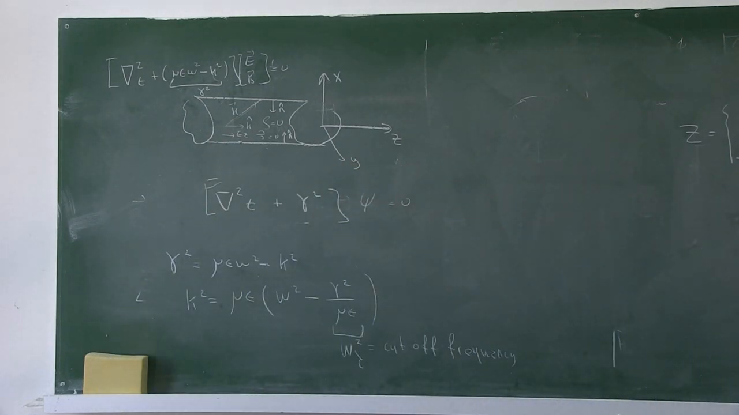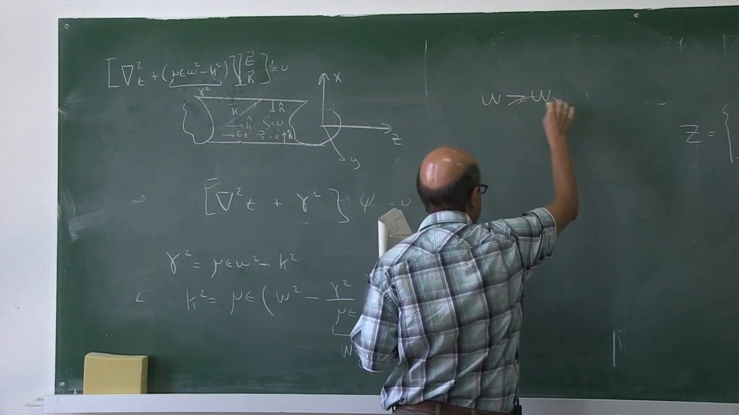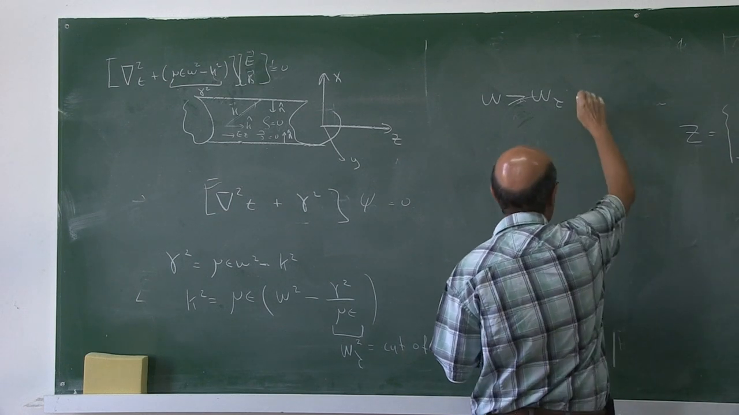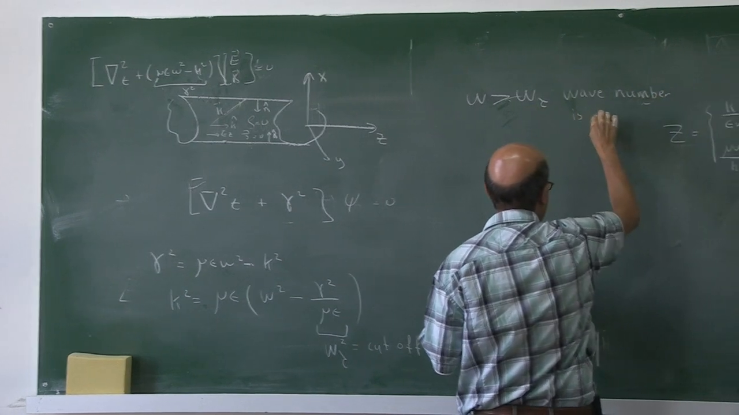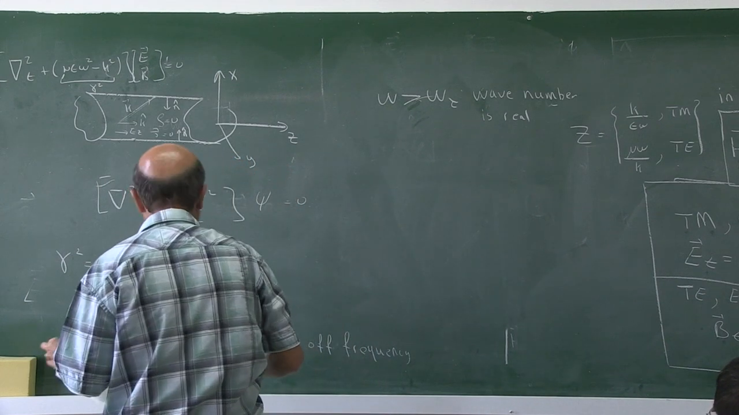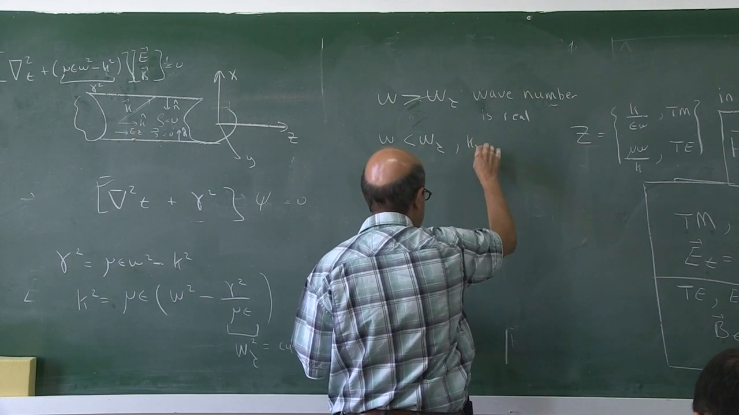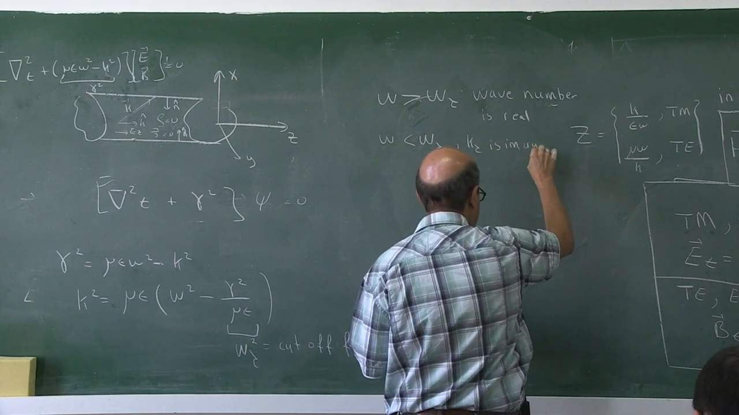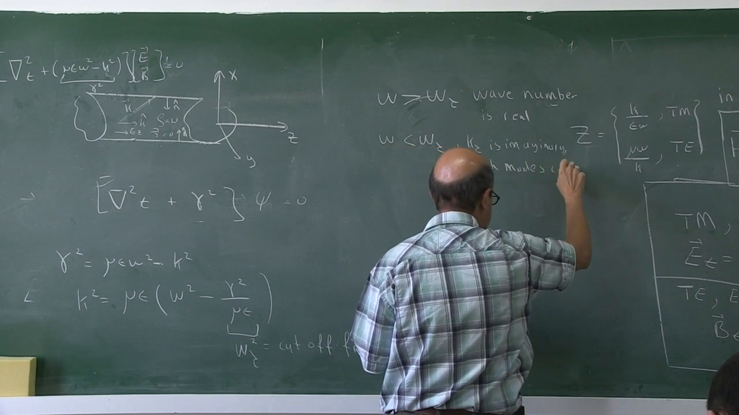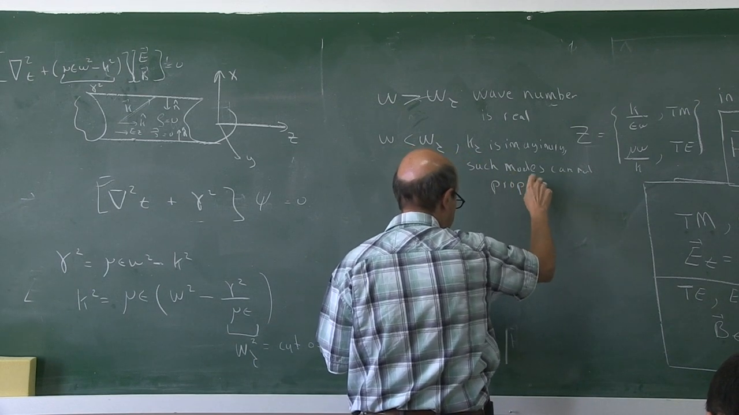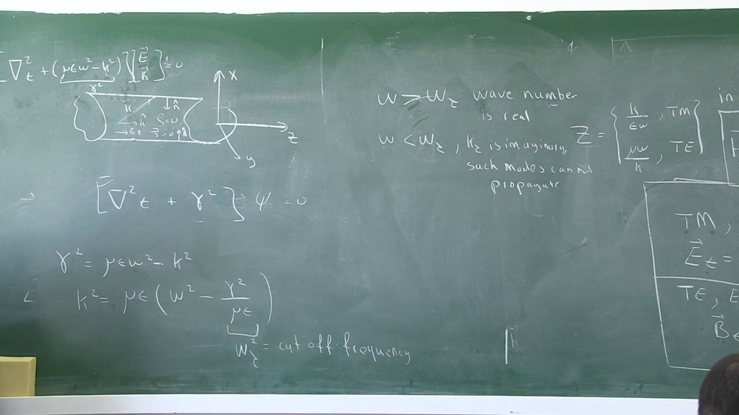Now, if omega is greater than cutoff frequency, the wave number is real. Then there is a propagation of waves. But if omega is less than cutoff frequency, k lambda is imaginary. So such modes cannot propagate, or such waves cannot propagate. Now, we have K omega dependences.